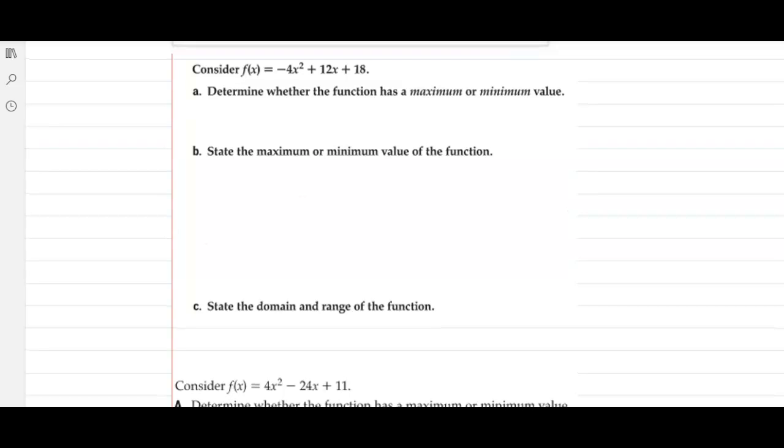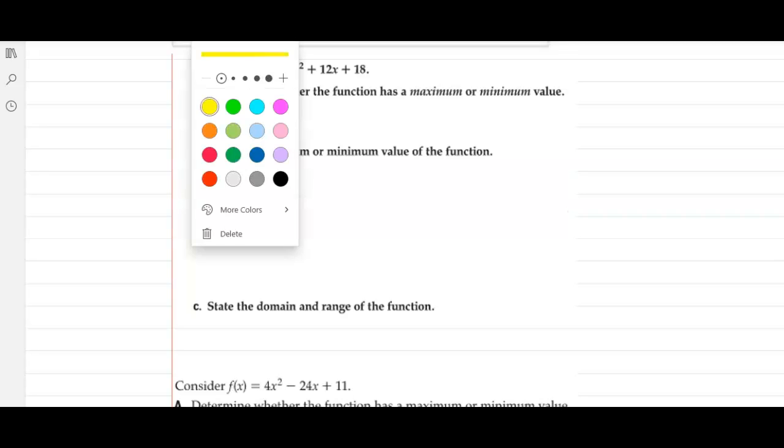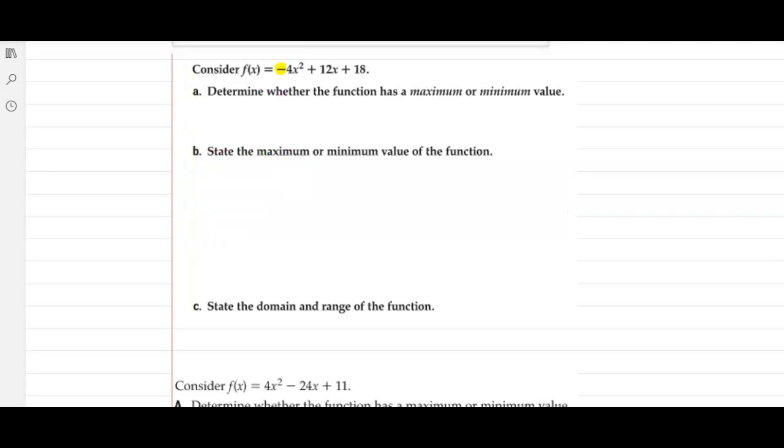Let's try an actual problem here. Does this have a maximum or minimum? Well, the first thing we're going to do is look at the sign of the leading coefficient. It's negative, which means it's going to open down. I'm not even going to graph it. I'm just going to picture in my mind that it opens down. So this vertex is going to be a maximum. It's going to have a maximum value. I can tell that just looking at the equation.